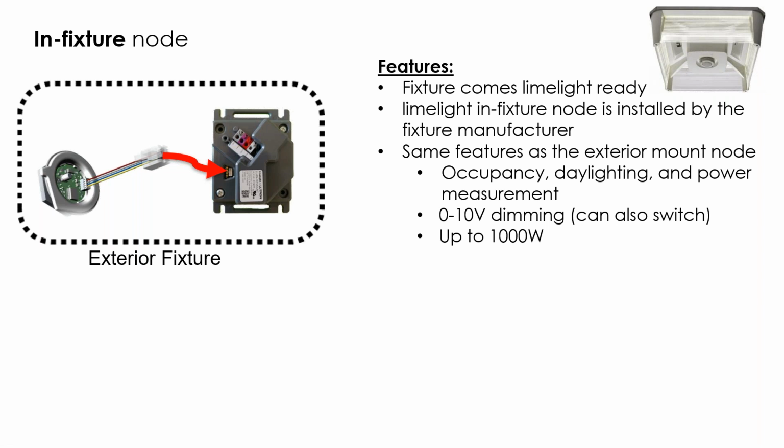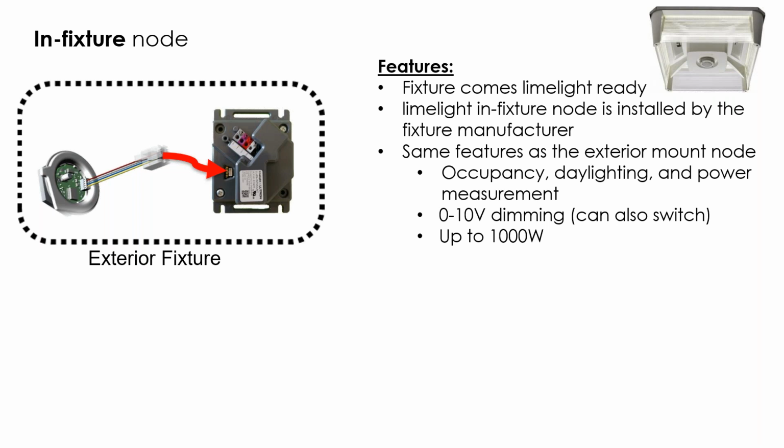So the reason this is preferred is because it's quite nice looking. It's subtle, it's built into the fixture, and it's easy for the electrical contractor to install this because all they have to do is run line voltage to the fixture. No additional wiring is necessary.